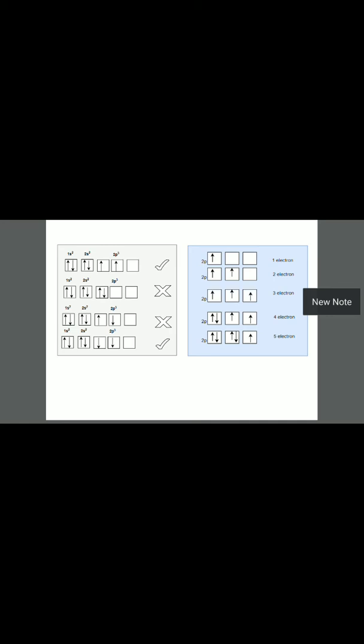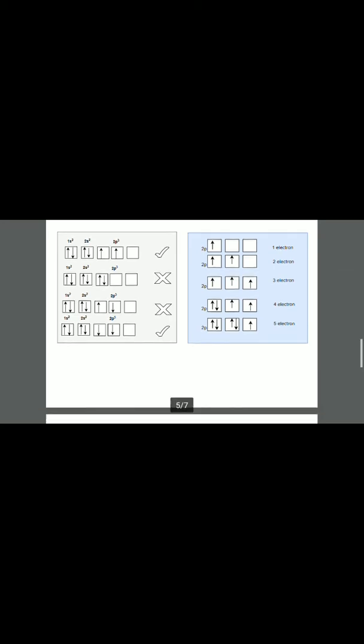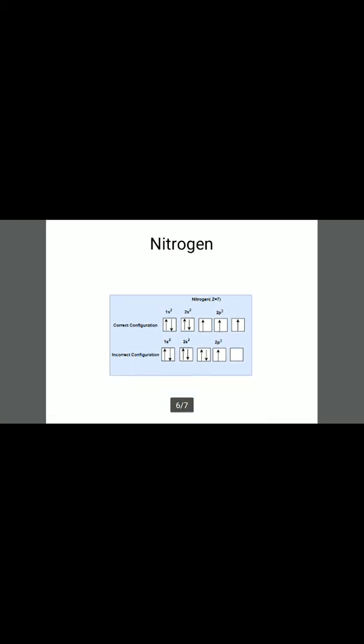So students, in order to understand this concept easily and clearly, you have to solve a lot of problems and examples regarding the filling up of electrons. Say you are taking the example of the element nitrogen. Nitrogen has atomic number 7. It means you have to arrange 7 electrons. So the correct configuration is 1s2, 2s2, 2p3.